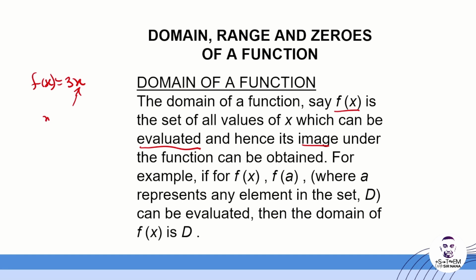So for instance, if I say x is equal to 3, then I know f of 3 will be equal to 3 multiplied by 3, which gives us 9. So this is the image of 3 in the function f of x, which can be obtained under the function. So for f of a, where a represents any element in the set D, that can be evaluated, then the domain of the function f of x is D. So that is the domain of a function.